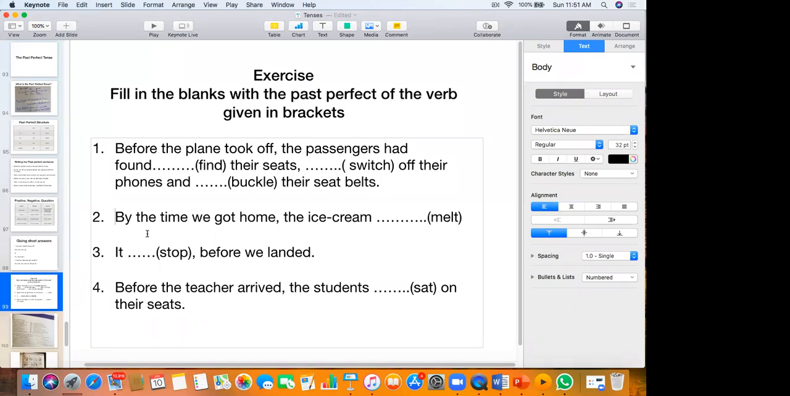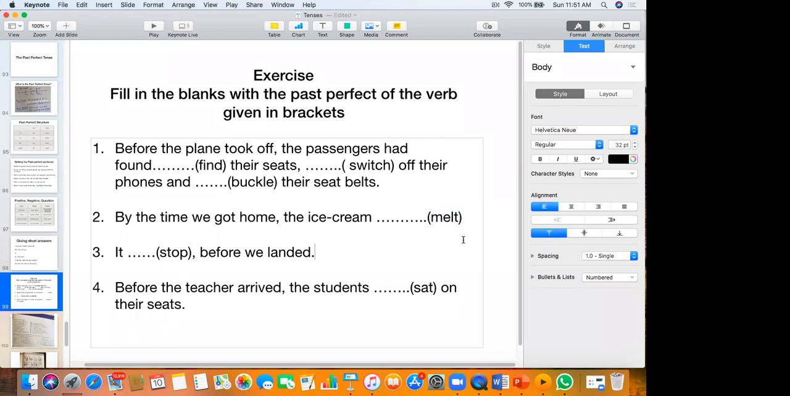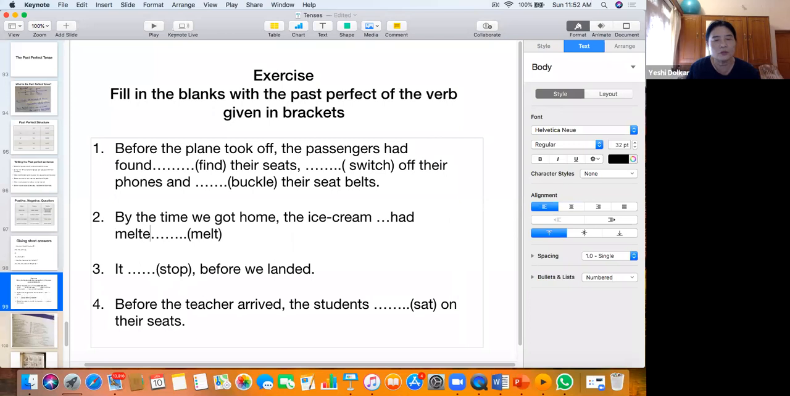By the time we got home, the ice cream had melted. The third form of melt. By the time we got home, the ice cream had melted. Okay. All right.